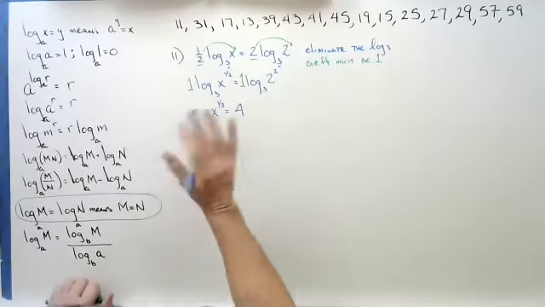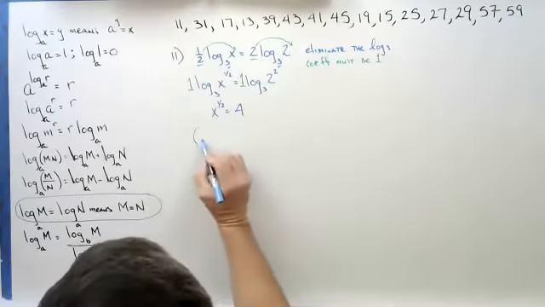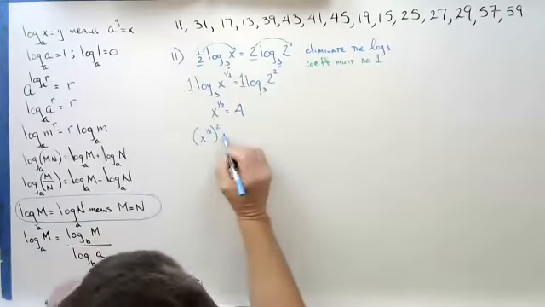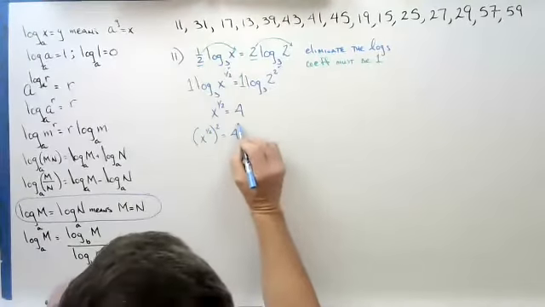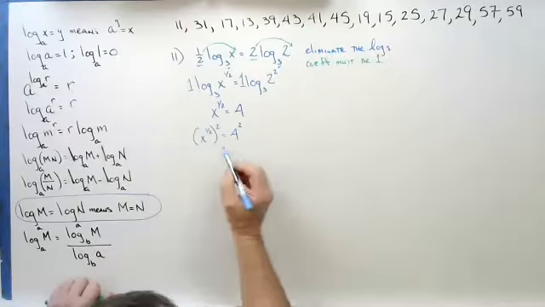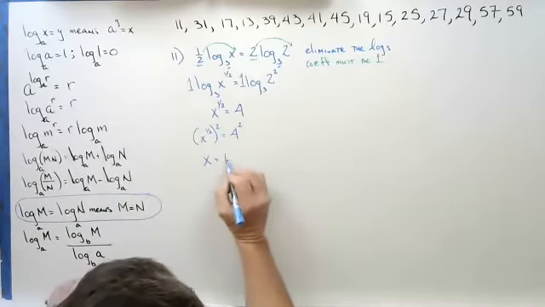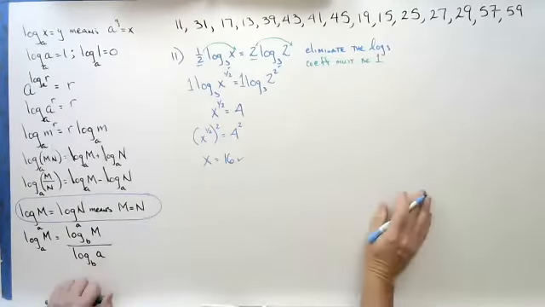But if you don't like that approach, you could square this side. Power to a power we multiply, so we get x. Over here we get 16, and that's our answer.